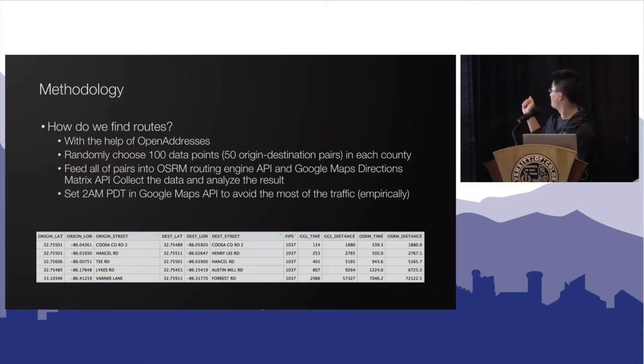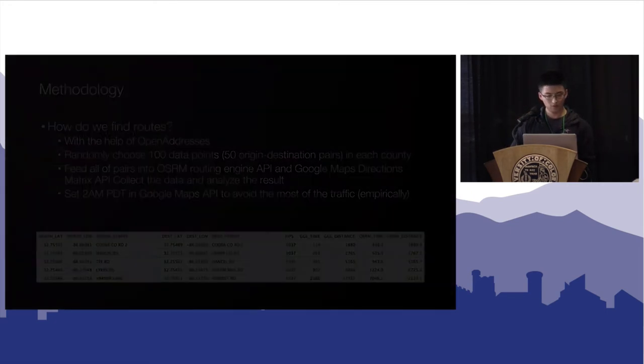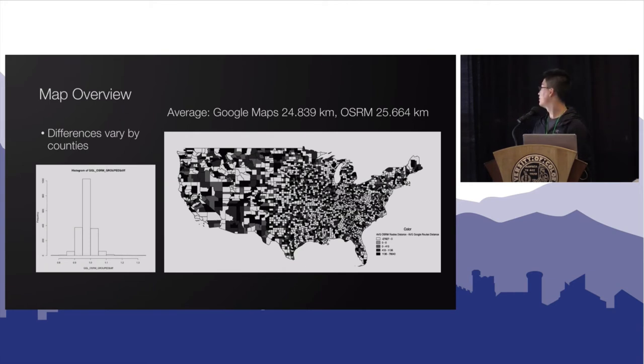Now we can see a data snippet. You can see the origin latitude, longitude, and origin street, the destination information, and FIPS, which is the county ID. How long does Google take to go from somewhere to the other? And how long does OSM take, and their distance. The units of distance are in meters, and time is in seconds. For the first example, the distances are around the same, while Google definitely uses much shorter time. So on average, out of about hundreds of thousands of routes in the US, Google Maps takes 24.839 kilometers, while OSRM takes 25.6 kilometers. Therefore, overall, OSRM distances are very comparable to Google Maps.